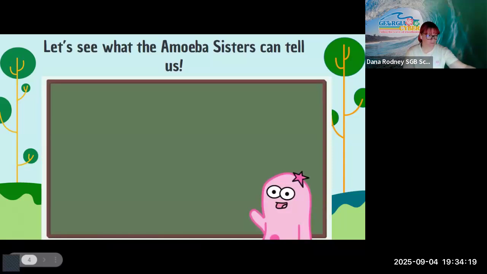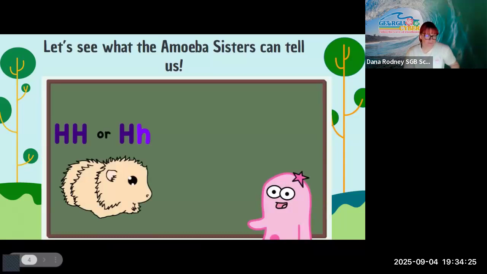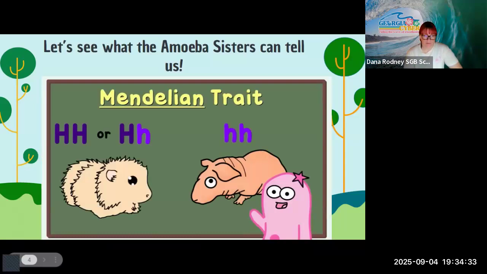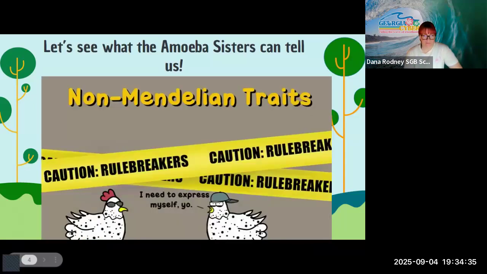Remember in our guinea pig video, having a dominant allele represented by a capital H meant that the guinea pig would have hair? Only if there was no dominant present, a genotype of little h, would there be a hairless guinea pig. Well, that's a Mendelian trait. But what we're going to cover now is when these traits are non-Mendelian and they don't follow these basic rules.